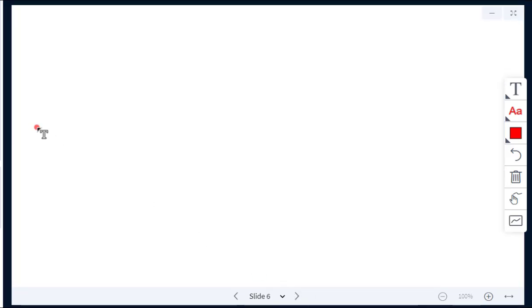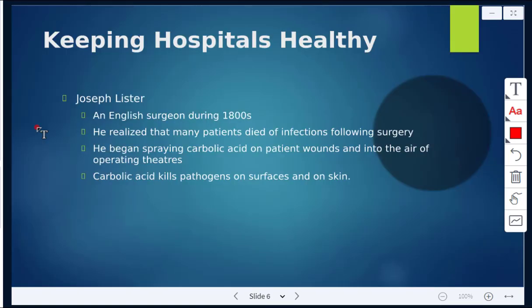And Joseph Lister, during the 1800s, was an English surgeon, and he found that many patients were dying from infections after surgery. So he started spraying carbolic acid on patient wounds and into the air of operating theaters. And what this carbolic acid did is it killed pathogens on the surfaces and on the skin.